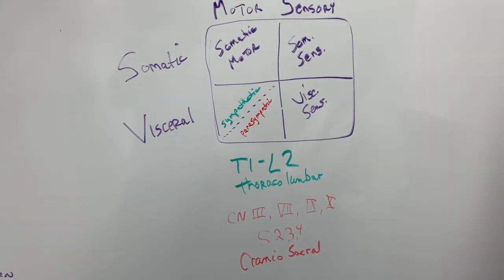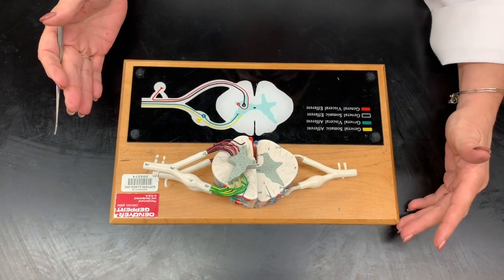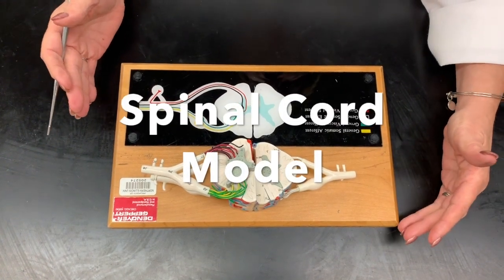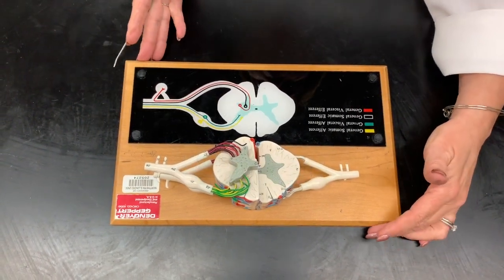This is the spinal cord model. What we're going to do first is put this model into anatomical position.